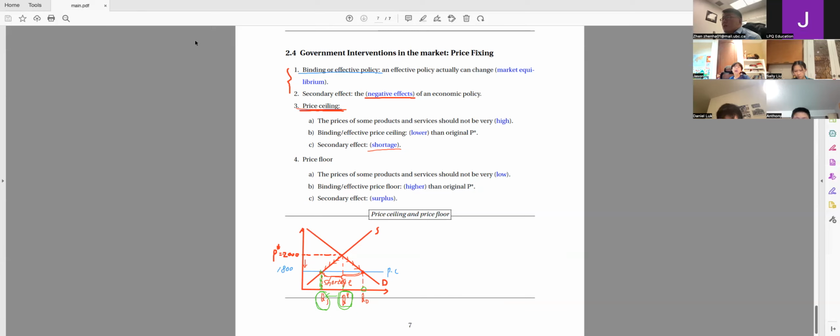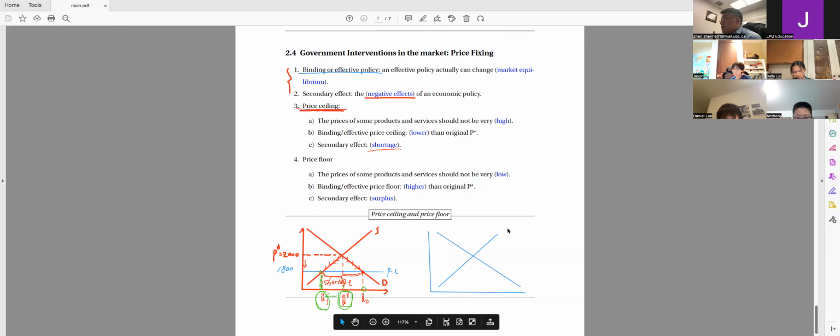The last graph of notes number 2 is the price floor. It's pretty much the same thing, but you consider everything in the opposite way. For a price floor, this time the government wants to increase the price of something.